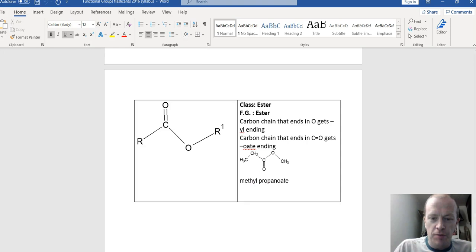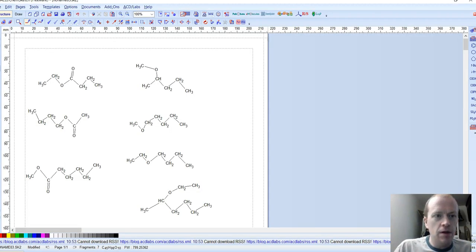Let's look at a couple more examples. Here on the left of the screen, we have several more esters, and again, always the carbonyl next to the oxygen. I'm seeing the oxygen, and I'm taking this molecule in two parts. We've got this part that ends in the oxygen, and this part that ends in the carbonyl. The part that ends in the oxygen gets the YL ending as a prefix, and the part that ends in the carbonyl gets the OATE ending.